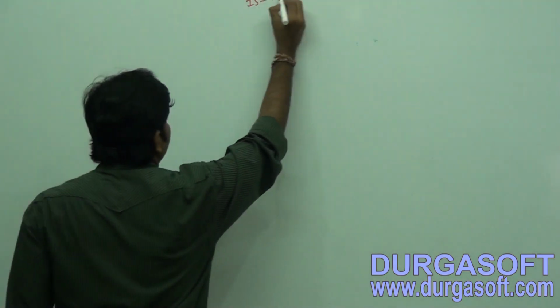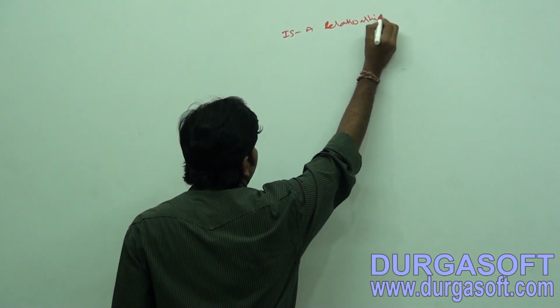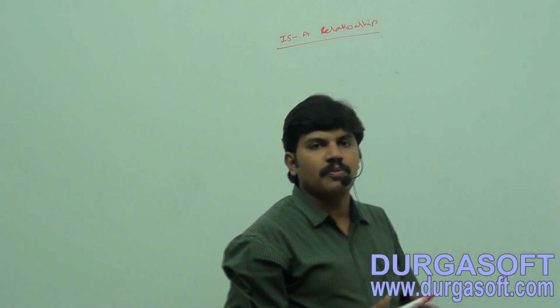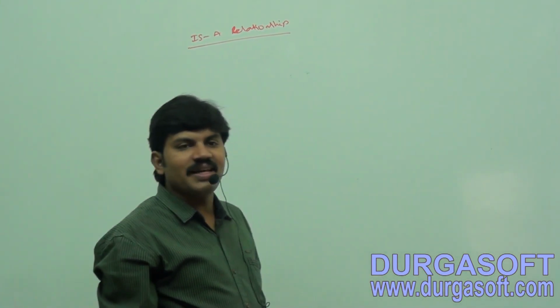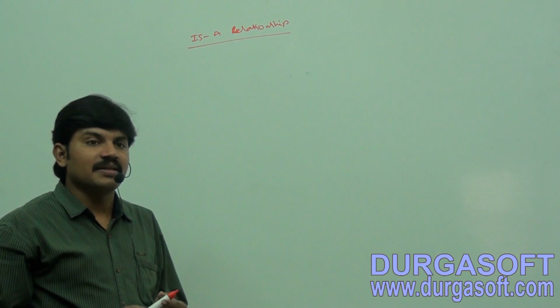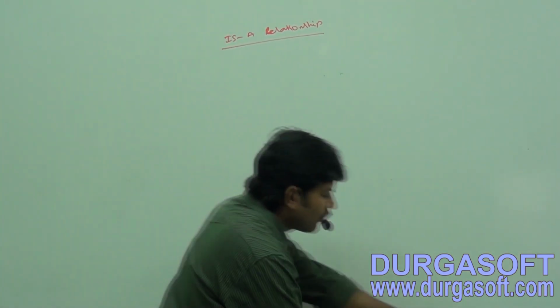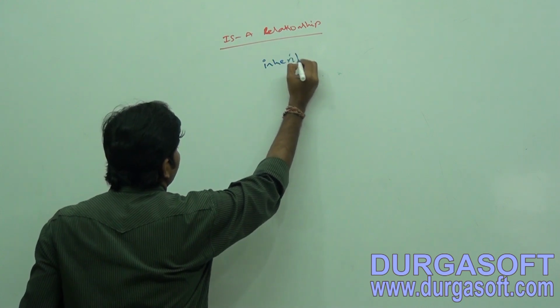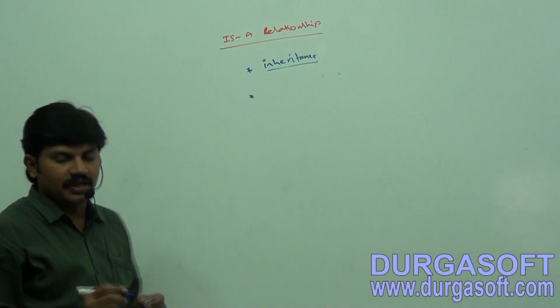Is-a relationship. Do you know, is there any other word for the is-a relationship? The is-a relationship is also known as inheritance. Let me outline the things first. The is-a relationship is also known as the inheritance concept. So the first word you people should be aware of is inheritance.